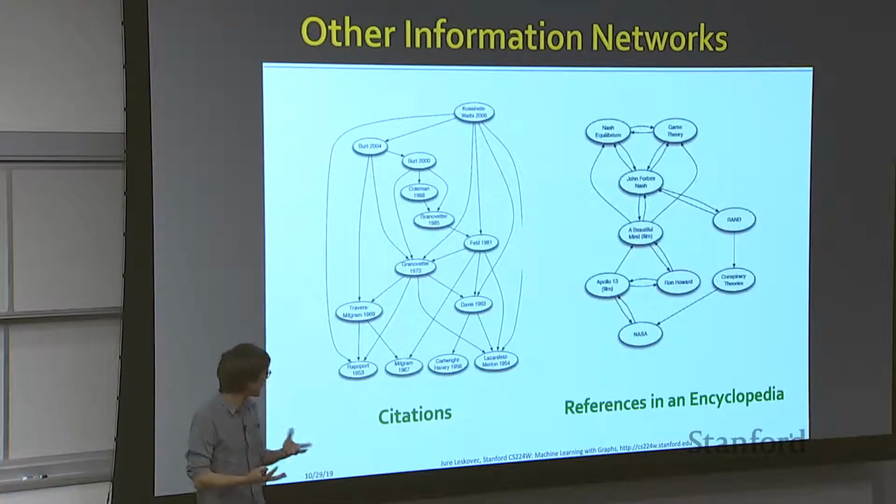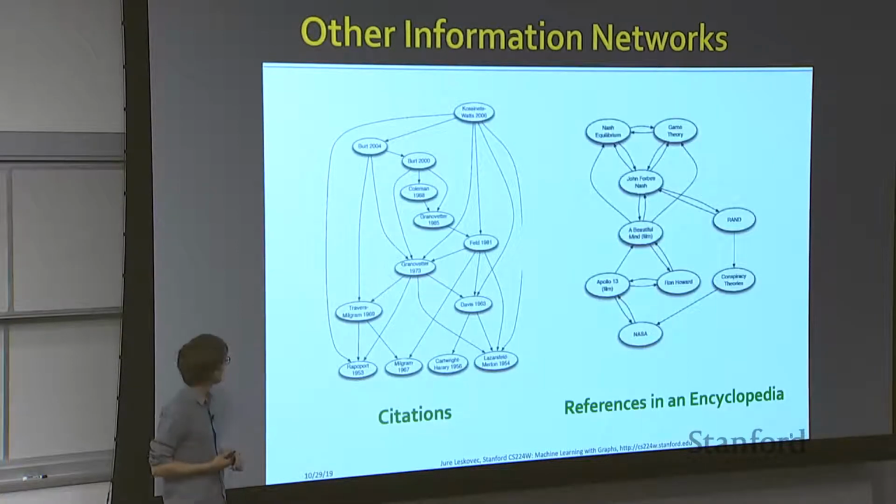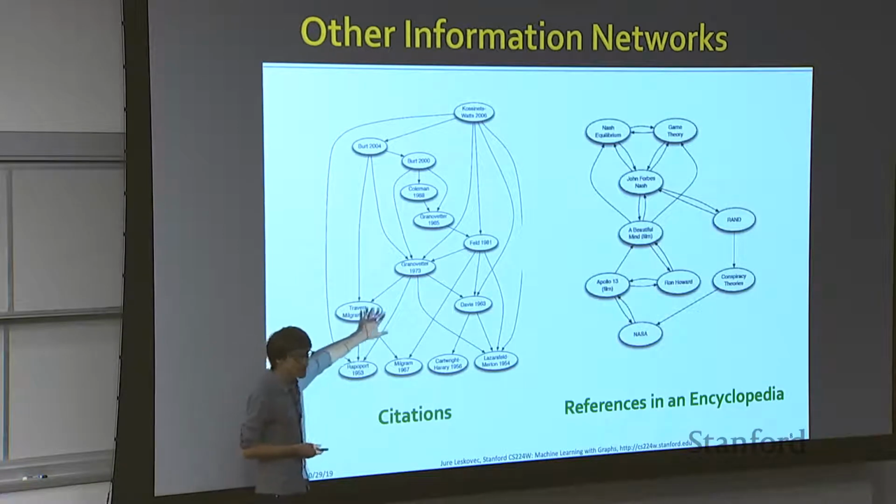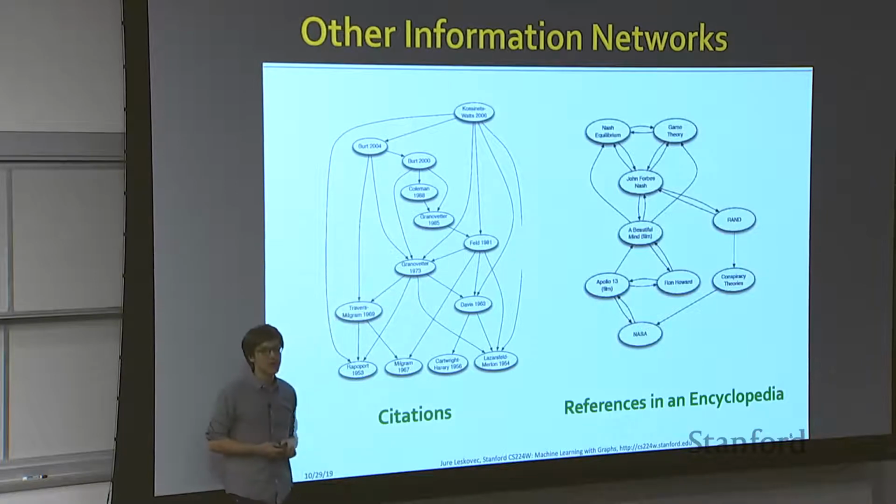There are other examples of information networks that you can think of in a similar way. You can take citations between papers, where every node is a paper, and how these papers link to each other.